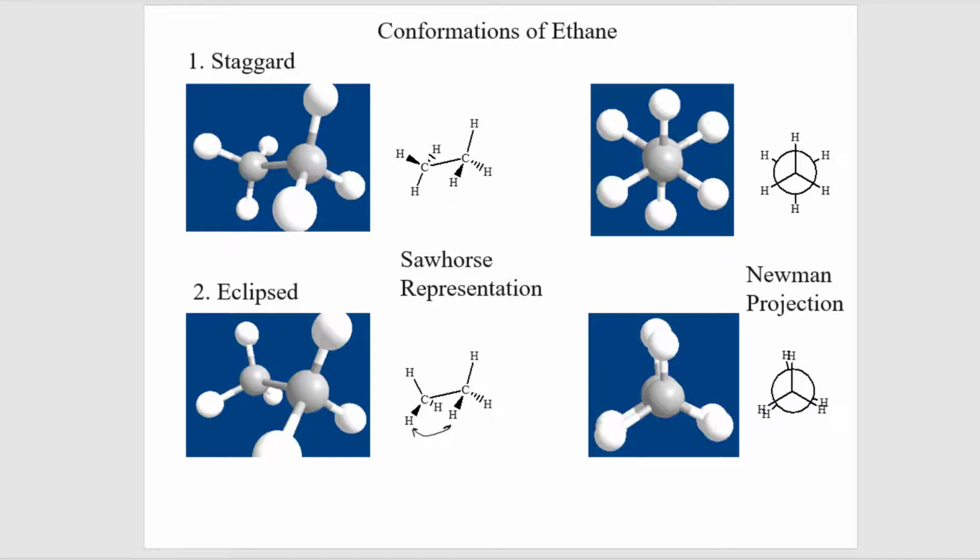On the right are the Newman projections, and these are when you're looking down the barrel of the 2 carbons so that the 2 carbons are overlapping one another. And as you twist the bond, I think it's much easier to see staggered. So here's staggered, and here is eclipsed down at the bottom here.